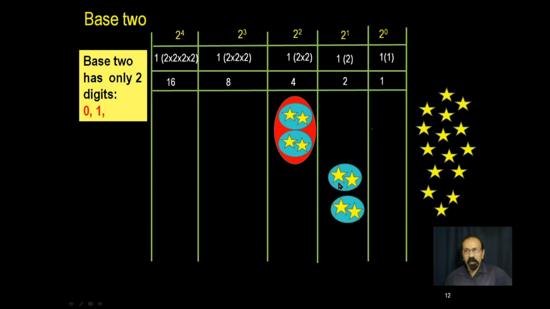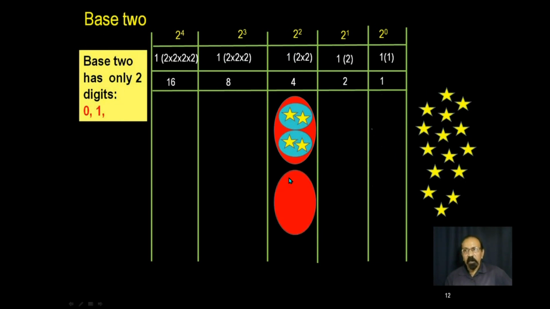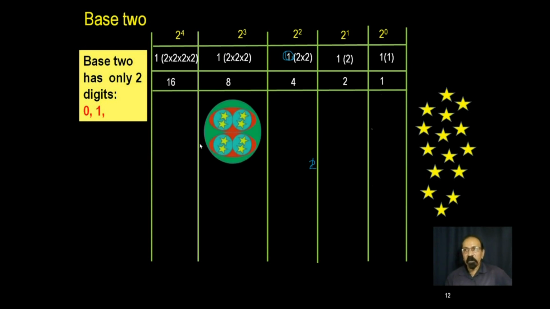Now we have to take these 2 from here and carry it over here. But then we have a problem, because we now have 2 in this group, but we can only have 1, since base 2 uses 0 and 1. We can't write 2. So we will take those 2, create a bigger group, and put them over here.